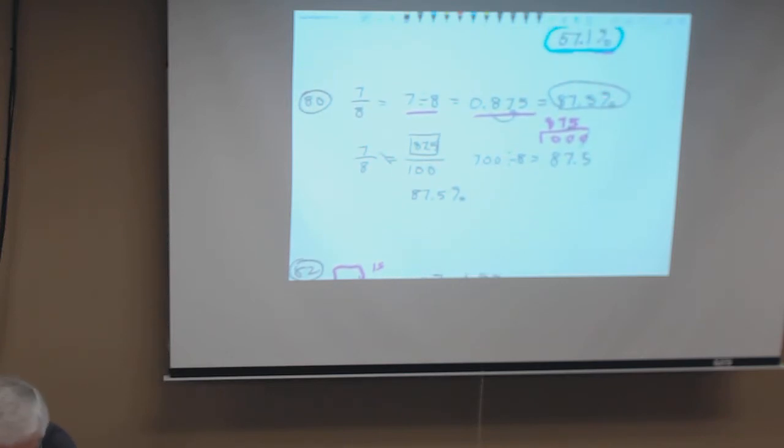80. 7 over 8. 7 divided by 8. 0.875. So to change that to a percent, I move it over 2 places. 87.5 to 1 decimal place. That would be the correct answer right there.